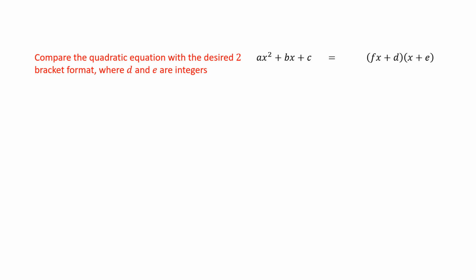And the way we can work this out is, let's say we've got our expression here. So we've got two brackets, and we'll call this value in front of the x, we'll just call this f for now. So we're going to have two brackets that have the form fx plus d and x plus e. So what we want to do here is expand out the brackets on the right hand side. And what we're saying is that ax squared plus bx plus c is equal to fx plus d times x plus e.